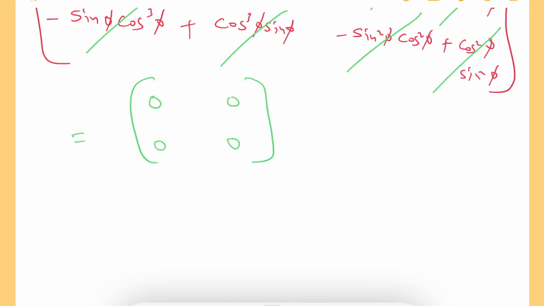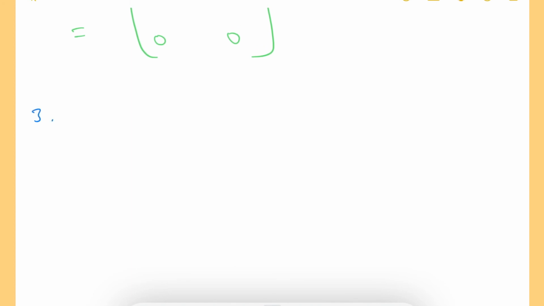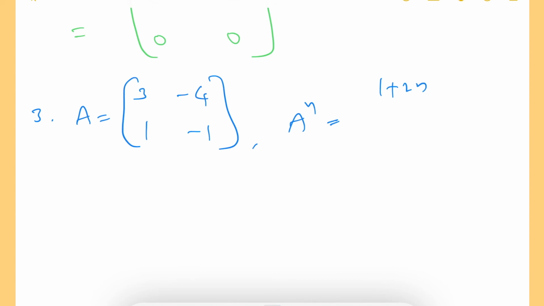Okay, now let's move to the third question. The third question is: if matrix A is 3, minus 4, 1, minus 1, then show that A power n equals 1 plus 2n, minus 4n, n, 1 minus 2n, for any integer n greater than or equal to 1, by using mathematical induction. Just like the previous one, this also we are going to do by mathematical induction.